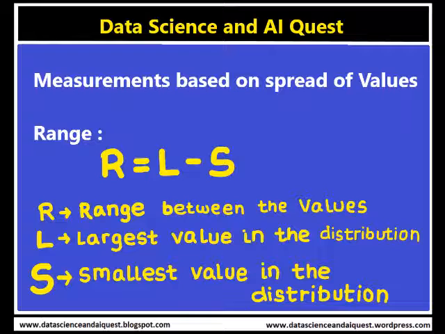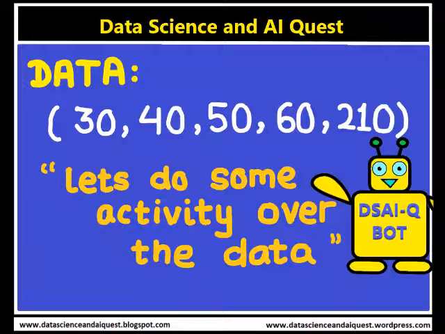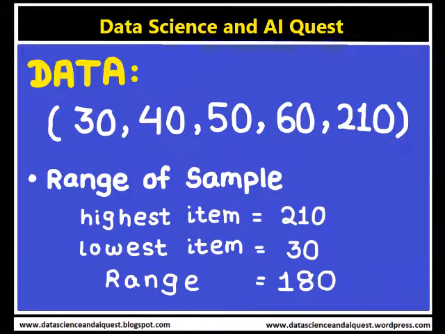If there is a high value of range between the provided values, then it implies that there is also a higher dispersion between the provided values. So let us take an activity to understand the concept of dispersion of data using the given data such as 30, 40, 50, 60 and then 210. The first activity is to calculate the range of the given sample data.